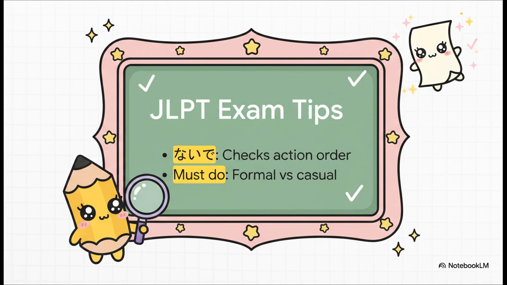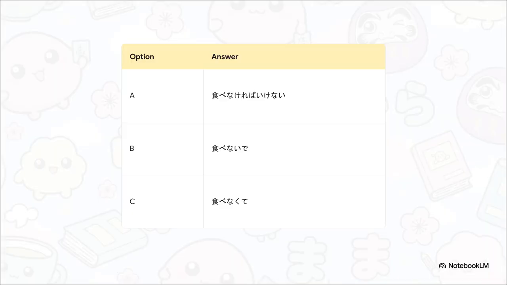First, when you see a blank space and nide is an option, look carefully at the action order. If the sentence describes someone doing an action while skipping another, nide is definitely your answer. Second, for nakereba ikenai and naranai, remember they are strictly about obligation. If you have to choose between them, look at the context. Is it a conversation? Go with ikenai or a casual shortcut. Is it a strict rule or an announcement? Go with naranai. Let's test that logic right now.